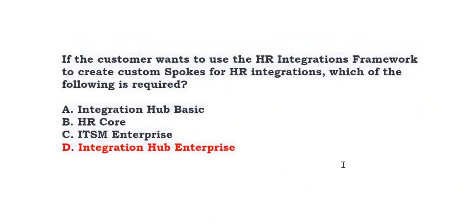Moving to our next question. If a customer wants to use the HR integration framework to create custom spokes for HR integration, which of the following is required? Option A, Integration Hub Basic. Option B, HR Core. Option C, ITSM Enterprise. Option D is Integration Hub Enterprise. Correct answer is option D.